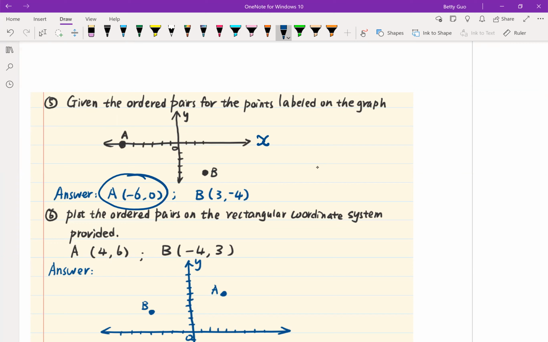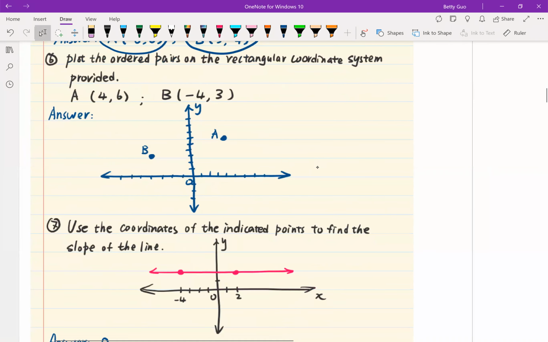B is in quadrant 4. 3 units to the right. 1, 2, 3, 4. 4 units below. So the coordinates of B is (3, negative 4). Remember, the first component is the x-coordinate. It describes the horizontal displacement of the point. The second component is the y value. It describes the vertical displacement of the point.